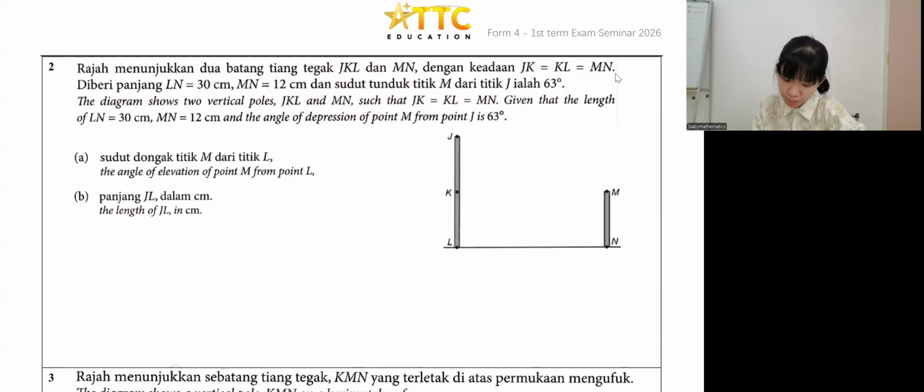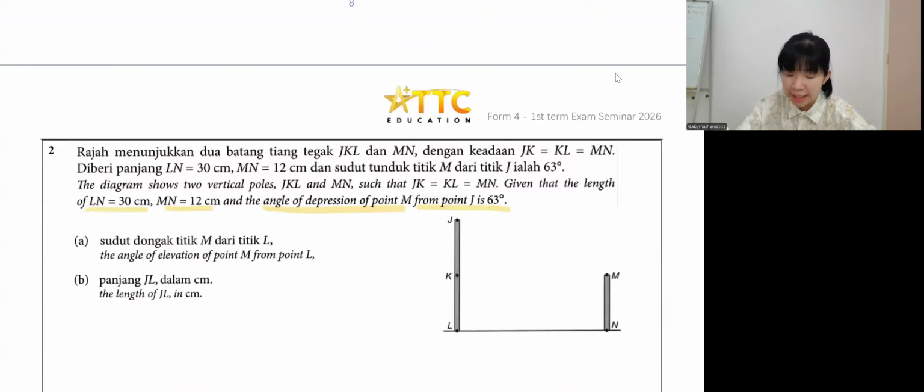Okay, number 2. J, K, L, M, N. They are all on the same line. Okay, so this question I want to talk about angle of depression. Given that the length of LN is 30, MN is 12, the angle of depression of point M from point J is 63. Okay, how do we label the angle? Angle of depression means angle looking down. Then angle of elevation means the angle looking up. Always check from where. So it says from J.